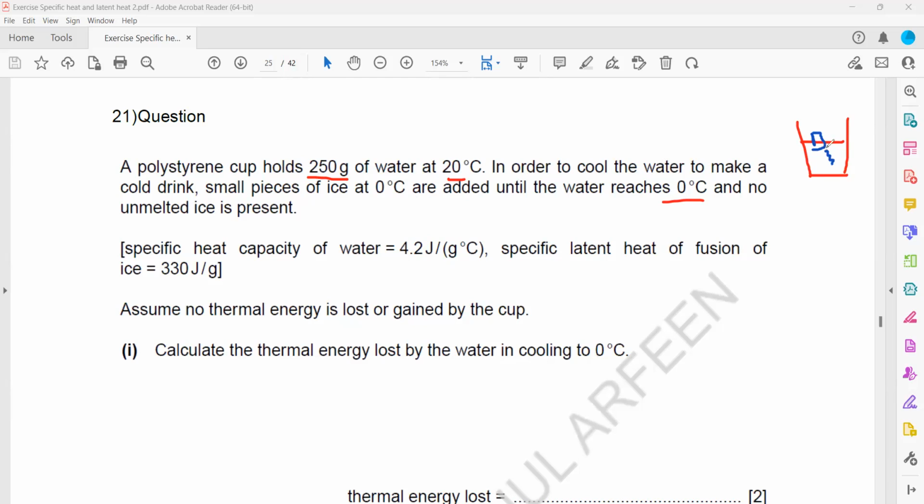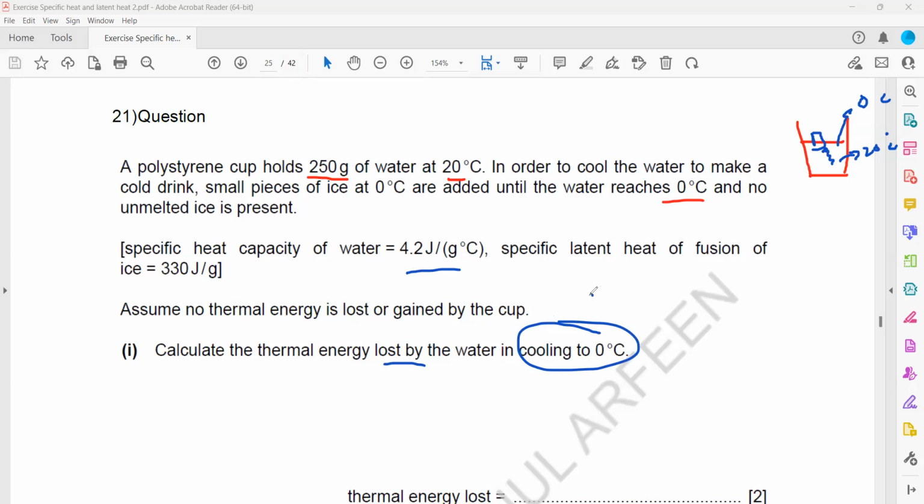So water will lose energy and the ice will gain energy. The water is initially at 20 and then the water reaches zero. The specific heat capacity of water is given, and the specific latent heat of fusion of ice is also given. The question is: calculate the thermal energy lost by the water in cooling.